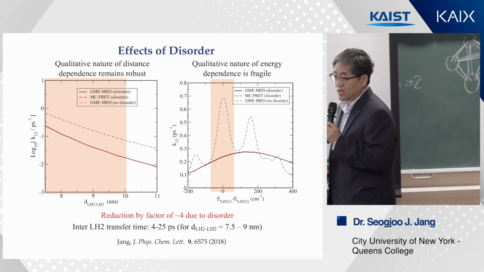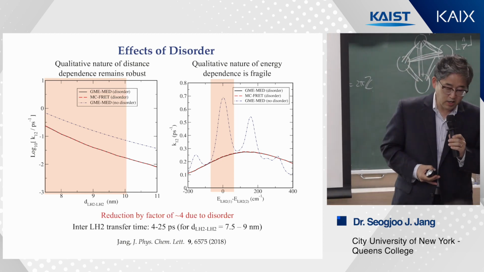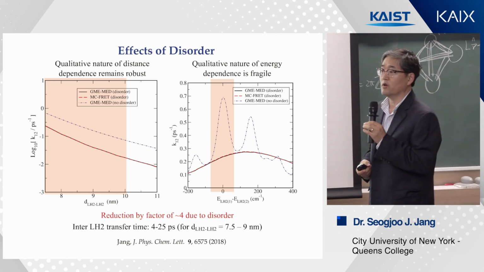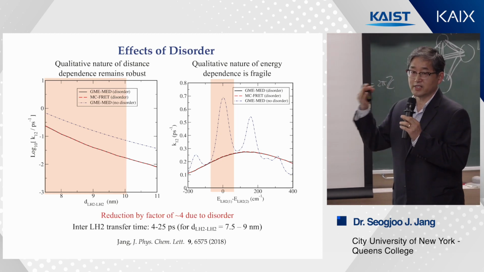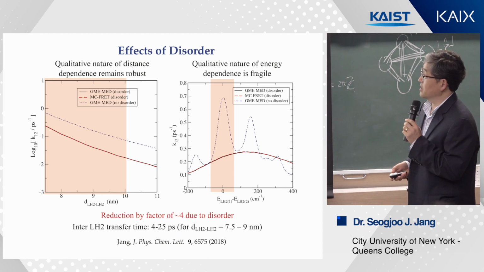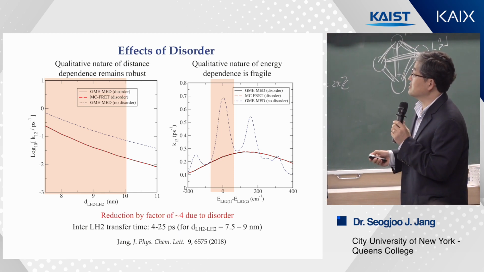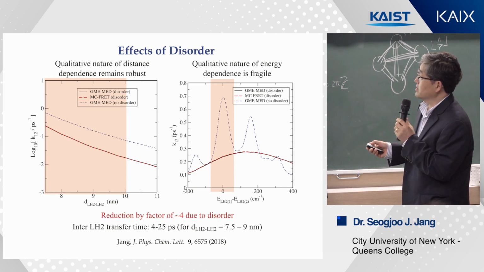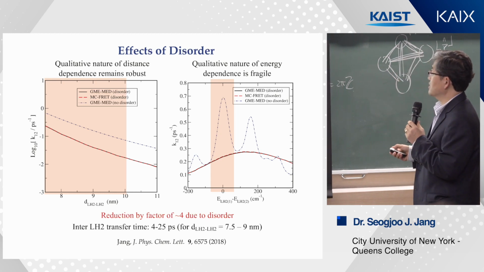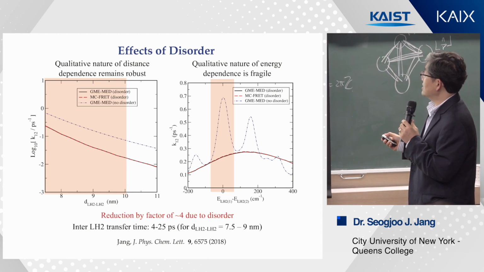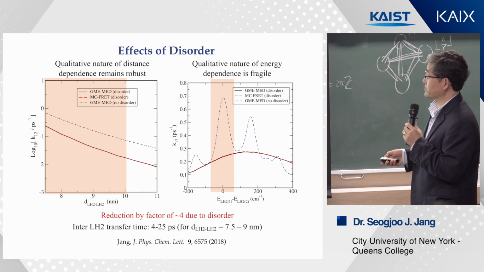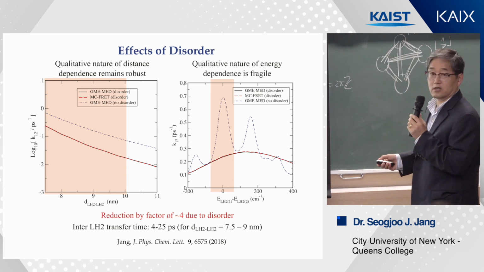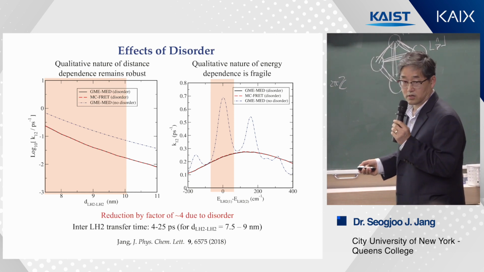But in explaining actual natural systems or even synthetic systems, it is important to include the realistic effect of disorder. When we included the effect of disorder, what we find is that the non-Markovian effects disappear. All the resonance effects also disappear. And in general, there is about a factor of 4 reduction in the rate due to disorder.